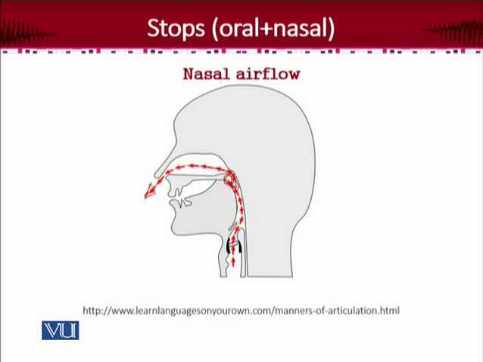So, as we discussed, there are two types of stops, oral stops and nasal stops. Stops are also called plosives, and stops are the most common sounds found in English and many other languages. Stops consist of two sub-processes. The first is the creation of a blockage, a pressure, and then the sudden release of that pressure. And these two processes together make stops occur.